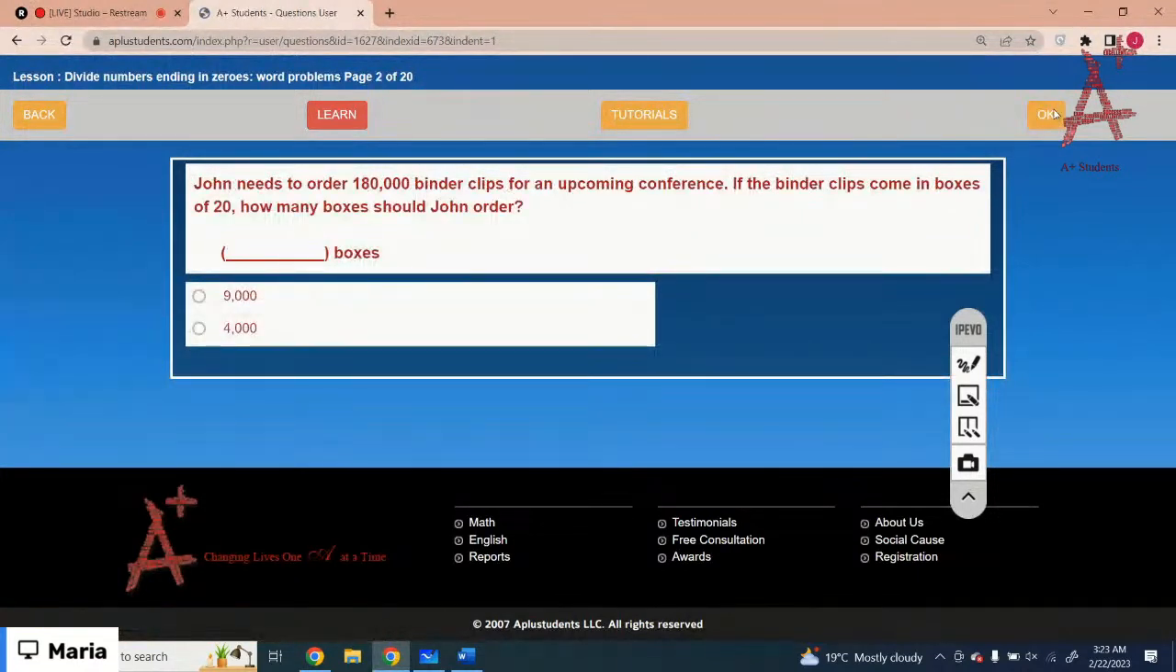Okay, the next one is John needs to order 180,000 binder clips for an upcoming conference. If the binder clips come in boxes of 20, how many boxes should John order? It is 180,000 divided by 20.